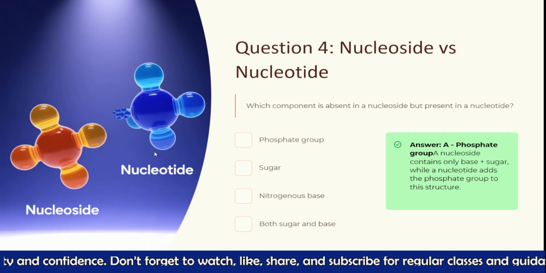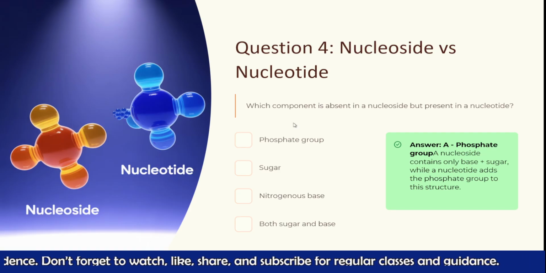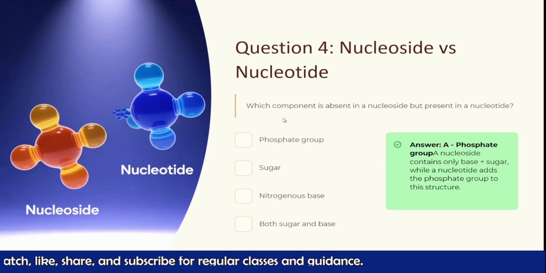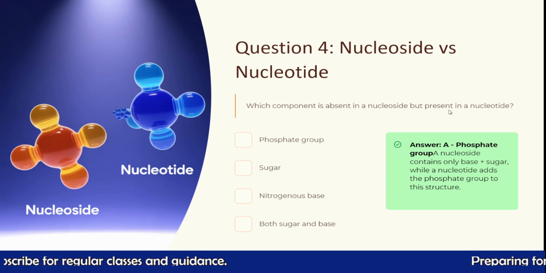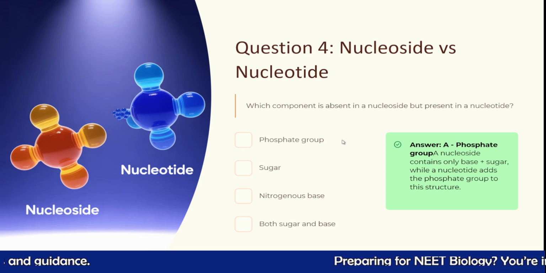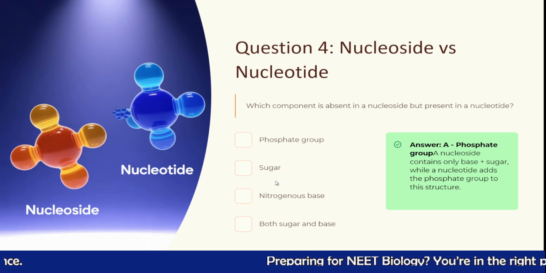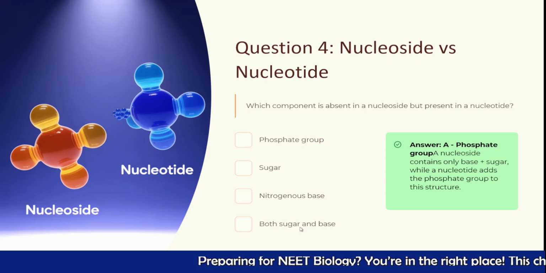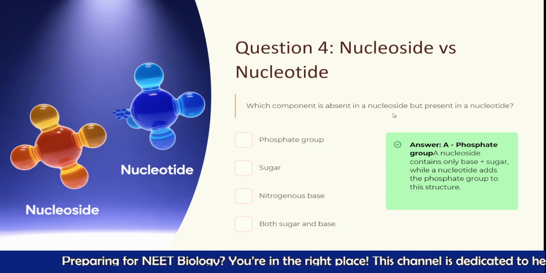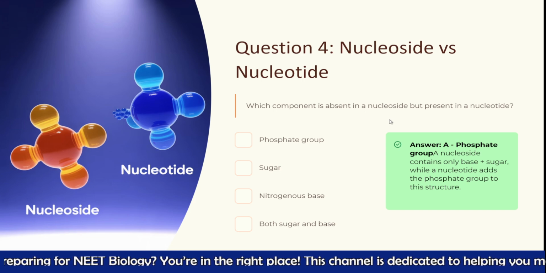Next question. What is the difference between the nucleotide and nucleoside? Which component is absent in the nucleoside but present in a nucleotide? Definitely you can say it's an easy question. It is the phosphate group. Sugar and nitrogen base are there in both, but the phosphate group is not there in nucleoside. It is present in nucleotide.